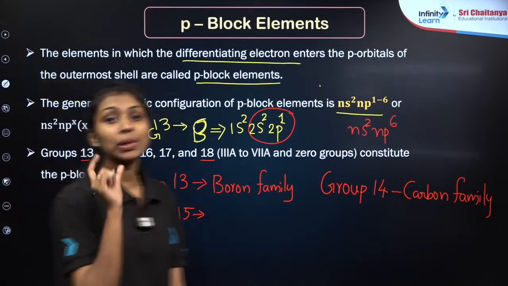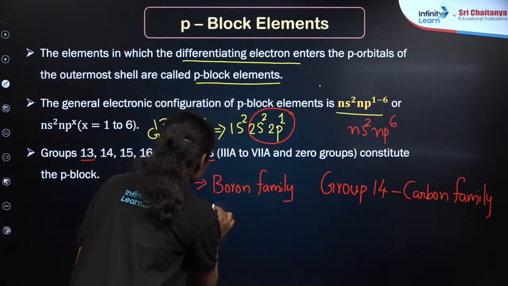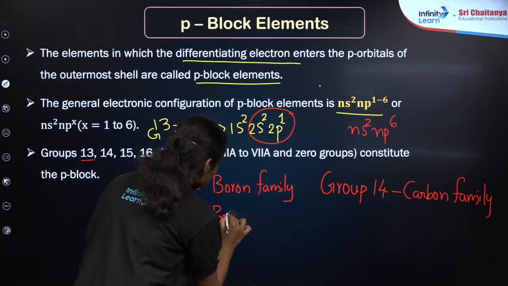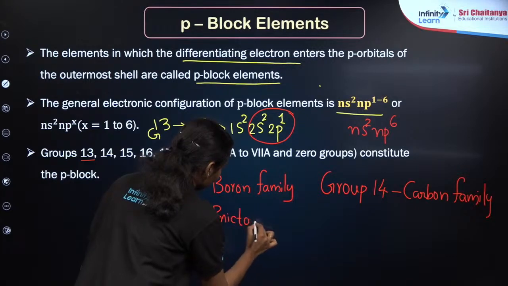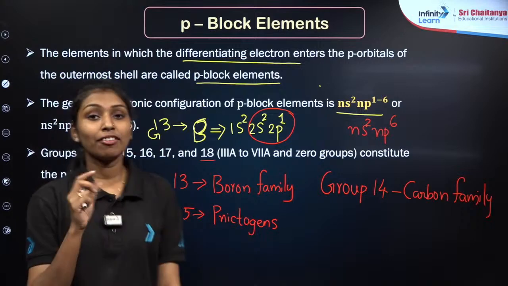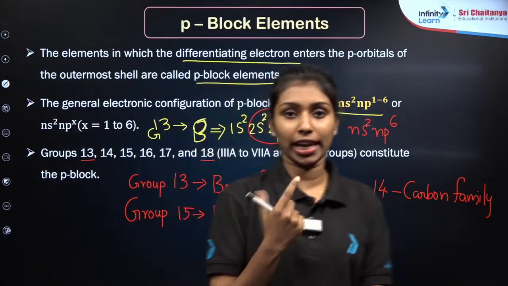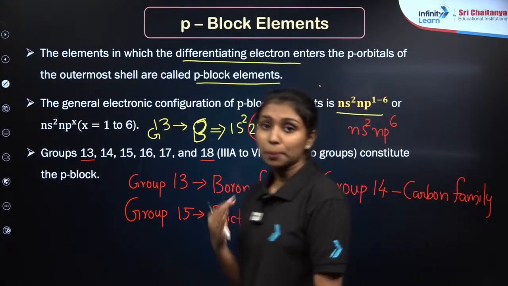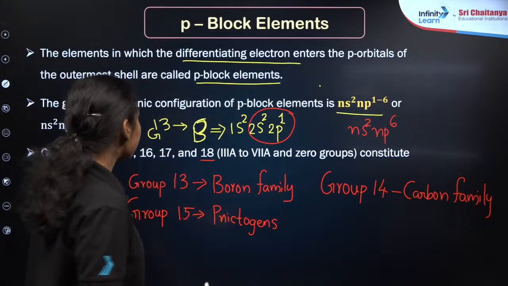But there is a particular name for this group, known as pnictogens. Pnictogens. The word pnictogen has the meaning of to choke or to suffocate. It restricts the breathing. Therefore, these group elements are known as pnictogens.